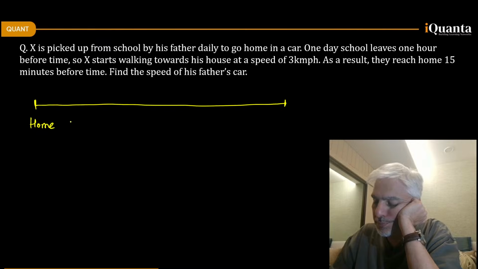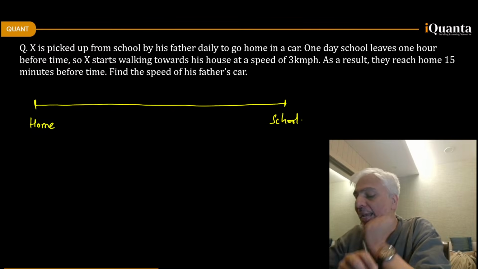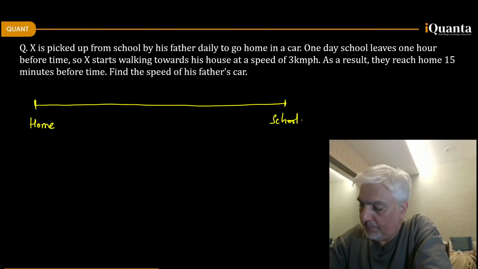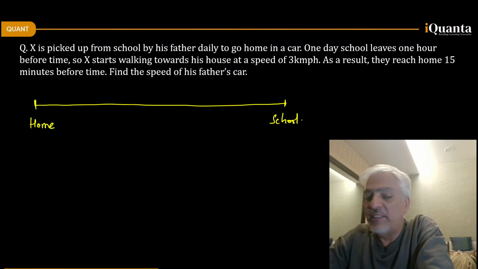Home, school. X is picked up from school by his father daily to go home in a car. One day school left 1 hour early before time. So X started walking to his house at a speed of 3. As a result, they reach 15 minutes before time. Find speed of father's car. It's one of the best questions to understand in time speed distance.